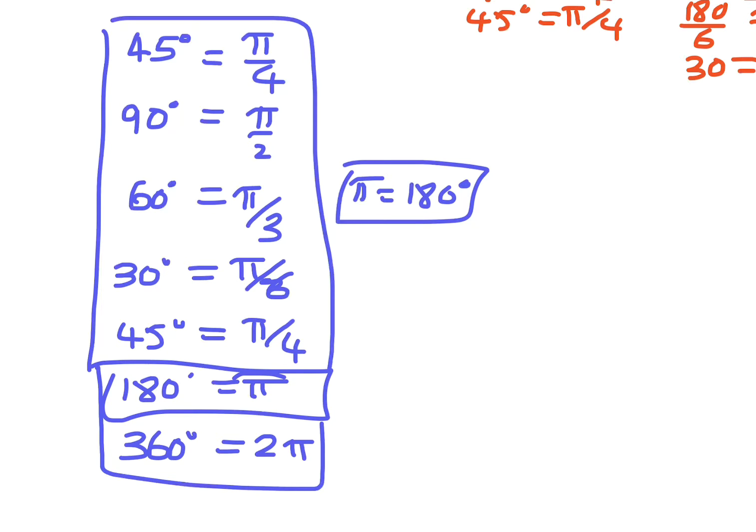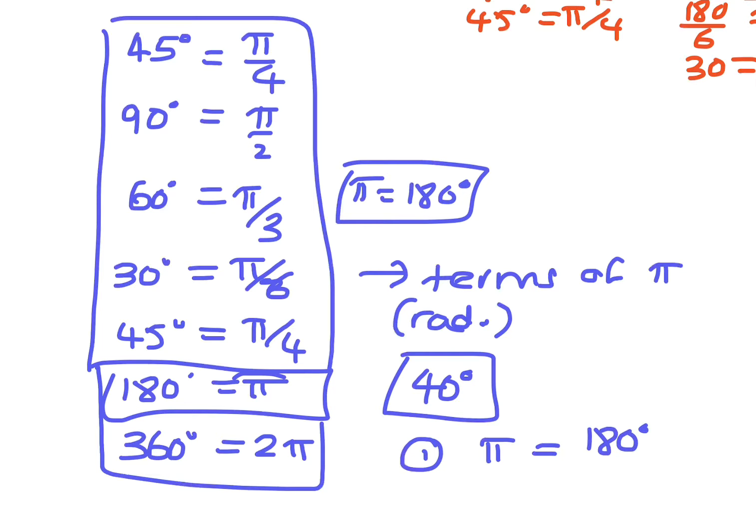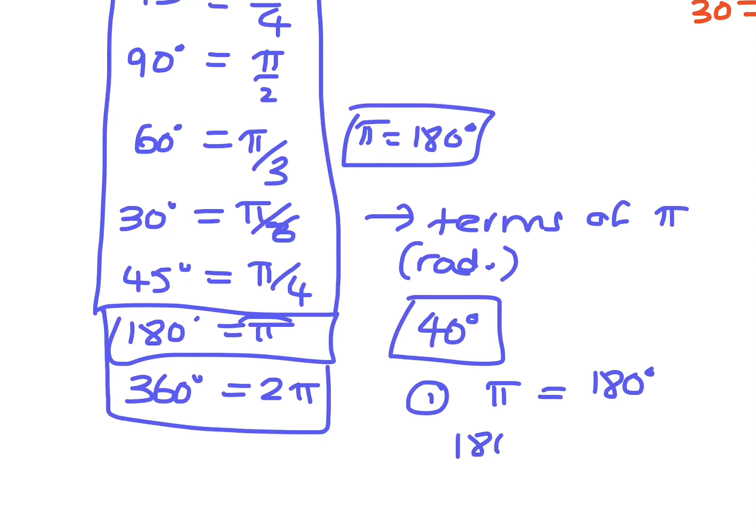Now, basically, if you want to put something in terms of pi or in terms of radians, say you have 40 degrees, then what would you do to that? Because it's not an easy standard one like 45, 60, 90, 180. What would you do to that to get it in terms of radians? Okay, so step 1, pi radians equals 180 degrees. So that's 180 degrees equals pi radians.